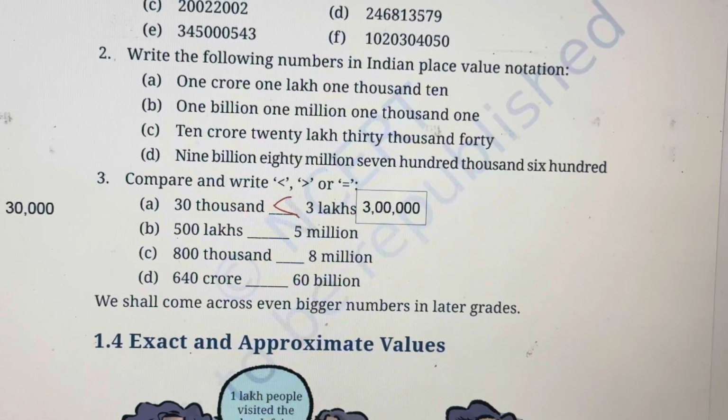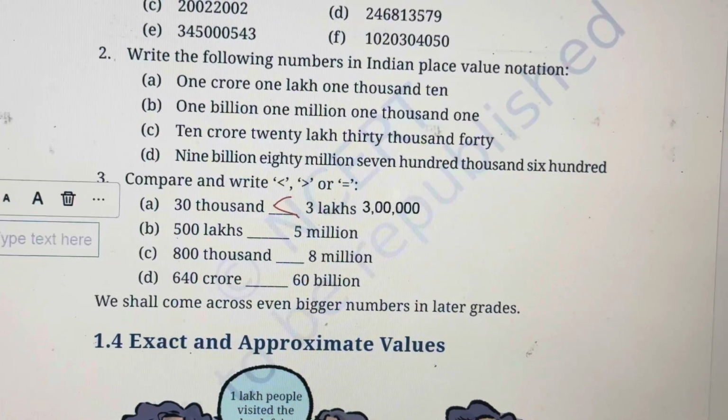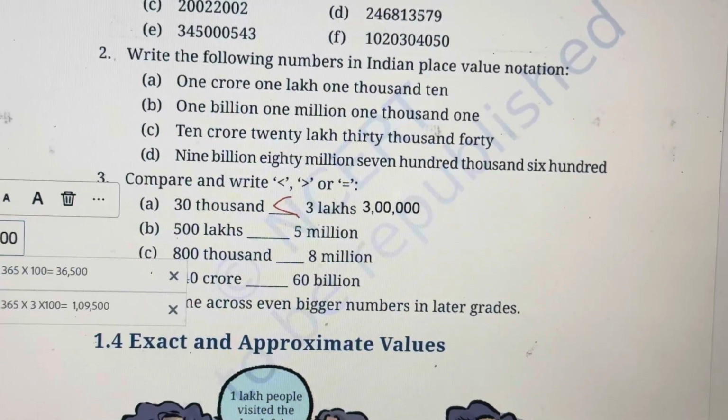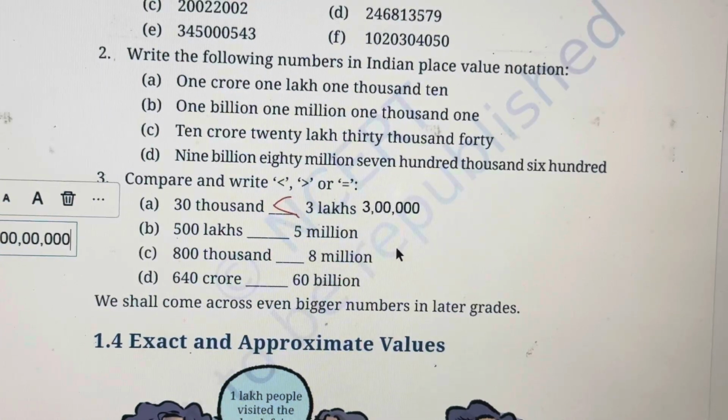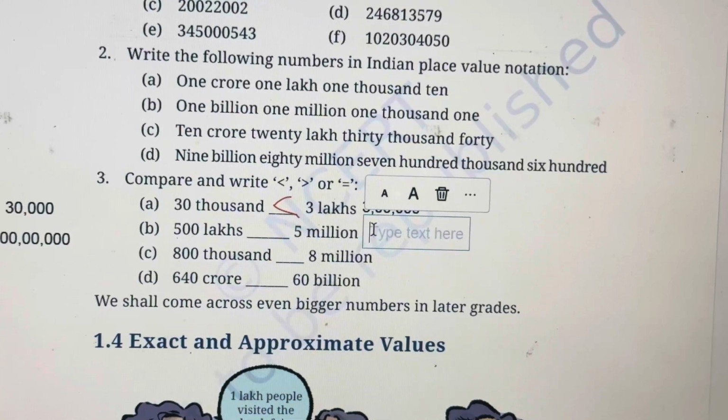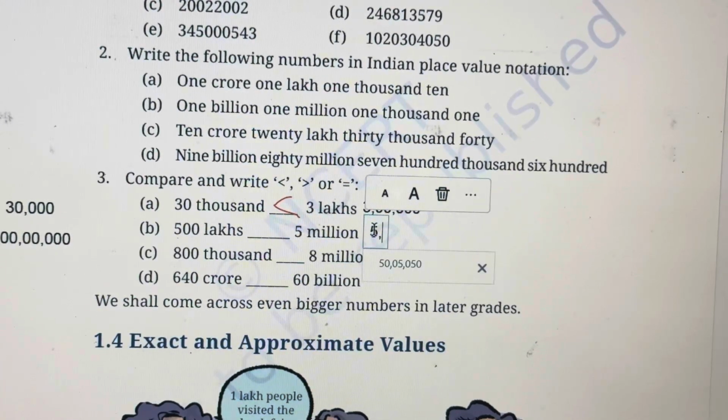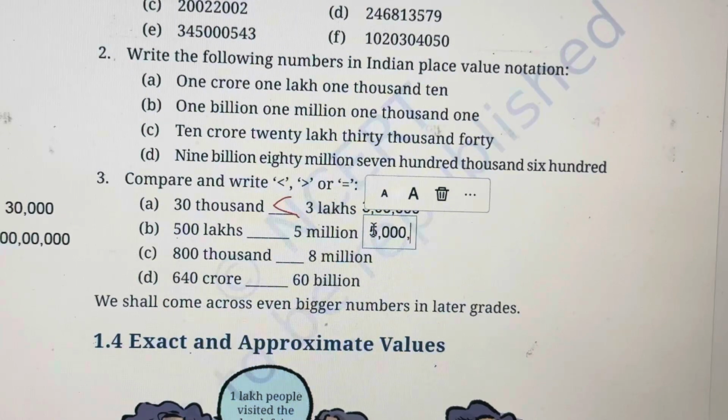Okay. Now let us do the second question. This is 500 lakh. So how to write 500 lakh? So 500 you will write first and then for lakh you will put 5 zeros. And 5 million, you know that 1 million contains 6 zeros. So 5 and comma and put 6 zeros. Now compare the number of zeros. Here there are 7 zeros and here there are 8 zeros. So naturally 500 lakh is greater than 5 million.